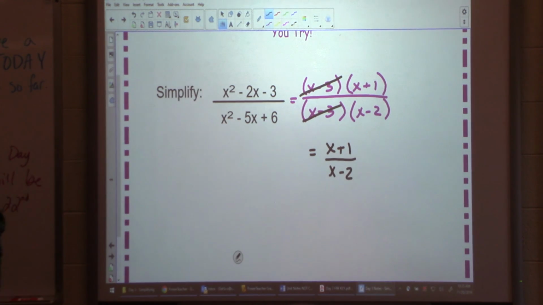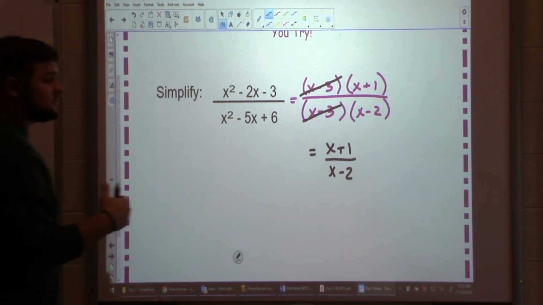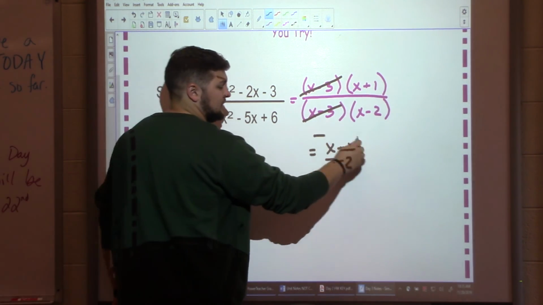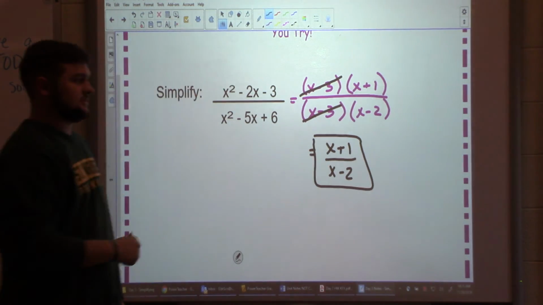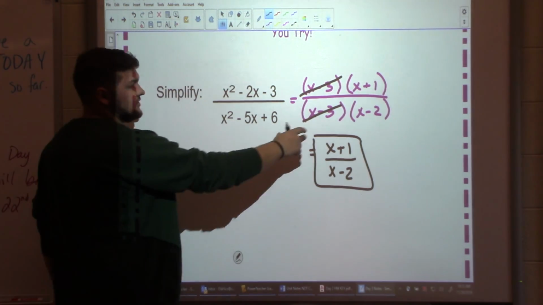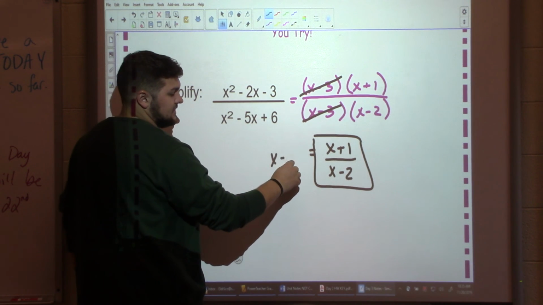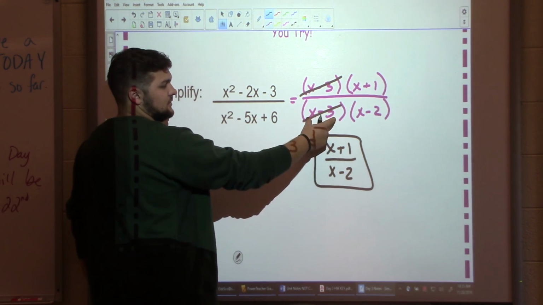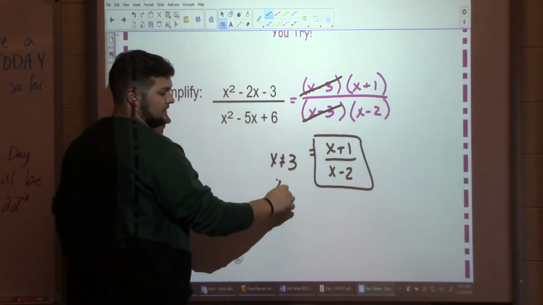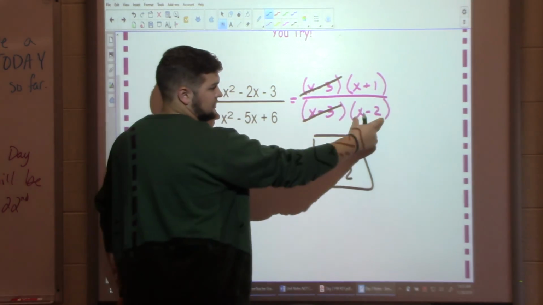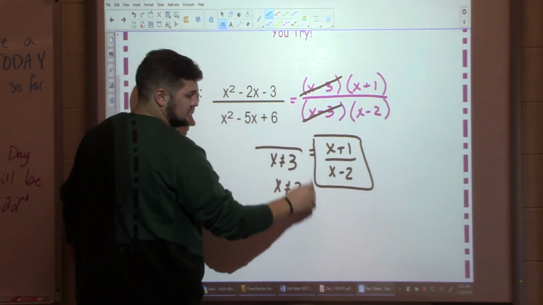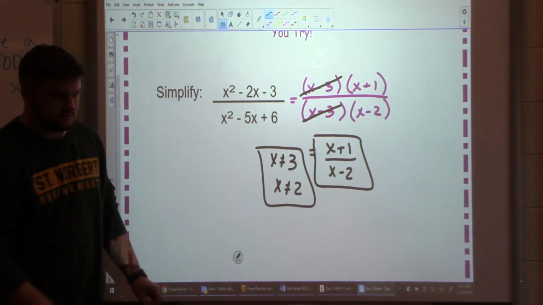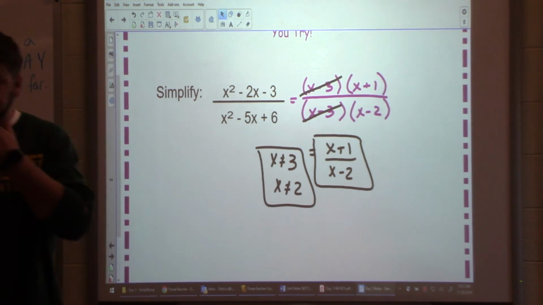Is there anything else I can simplify from that? No, right? Do not cross those x's off. X plus 1 is a whole term. X minus 2 is a whole term. And when I look for my restrictions, I know if x equals 3, that first one equals 0. So x can't equal 3. If x equals 2, the second one equals 0. So x cannot equal 2. Alright?